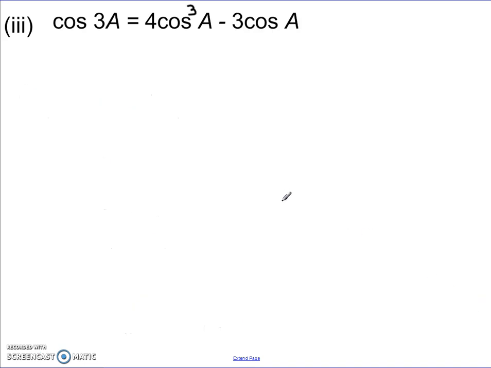Final one I had to do was cos 3a equals 4 cos cubed a minus 3 cos a. Now one like that, you're looking at the cos 3a and thinking, what the heck can I do with that? Well, 3a, we can write that as a plus 2a. And if we've got that, we can then use our wave expansion on it. So what I can then say is cos 3a equals cos of a plus 2a, and then expand it using that.